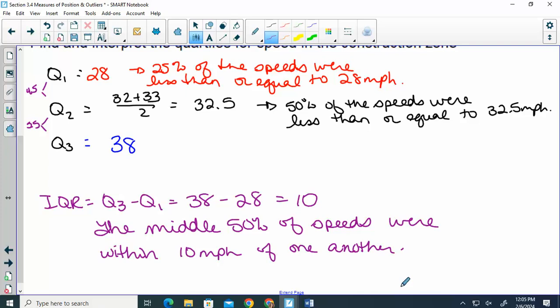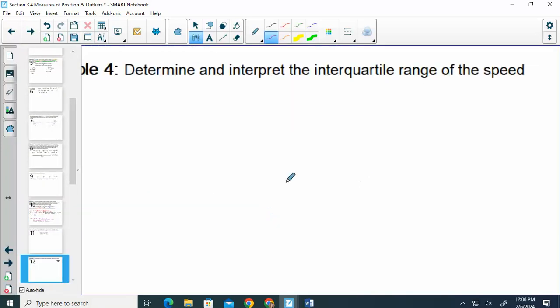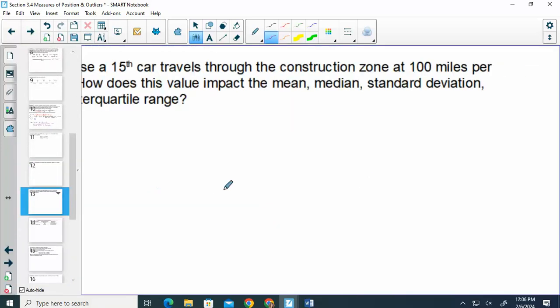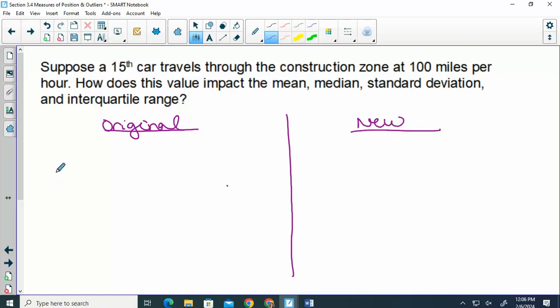So I think I'm going to do one last example, and then we'll probably stop here for today. I'm almost done with this section, but let's say we have a 15th car that goes through our construction zone at a speed of 100 miles per hour. And I want to look at how it changes the mean, median, standard deviation, and interquartile range. We have not calculated all these things to begin with. But what's the easiest way we can get all that stuff?